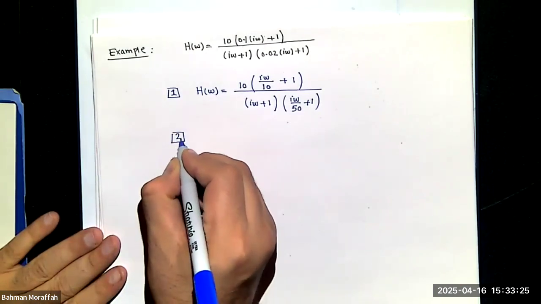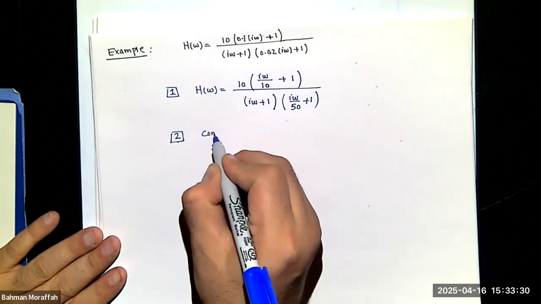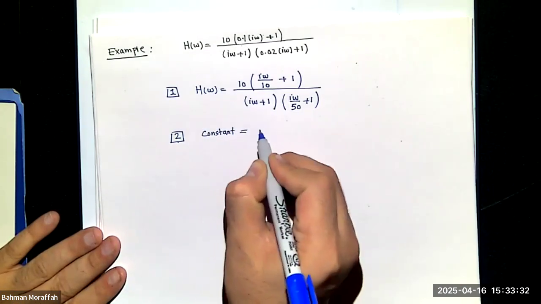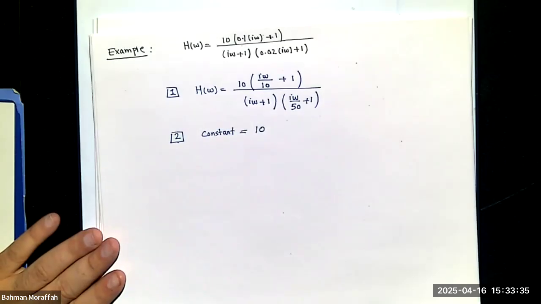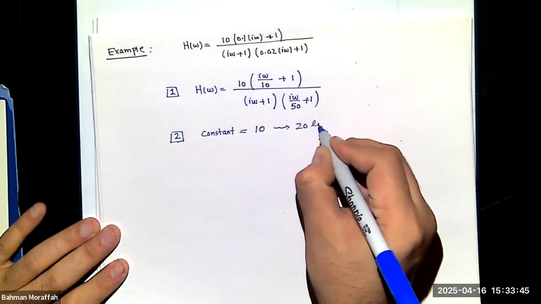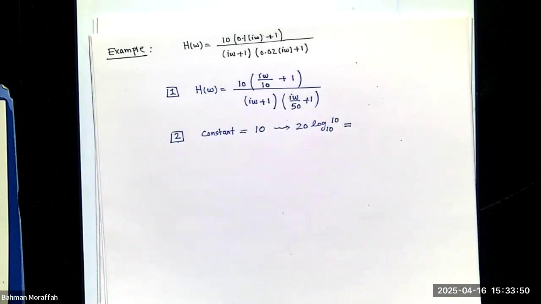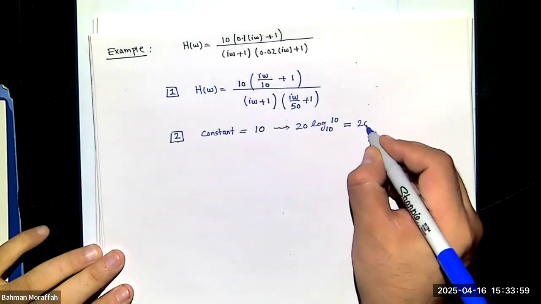So step 2. Let's look at the constant first. What is my constant? Well, the constant is 10, right? While we're at it, let's just find 20 times log 10 of that as well, to just get it out of the way. So I have 20 times log 10 of 10, which is what? What is log 10 of 10? 10 to the power of what is 10? 1. So log 10 of 10 is 1. So the whole thing over here is going to be 20 dB.